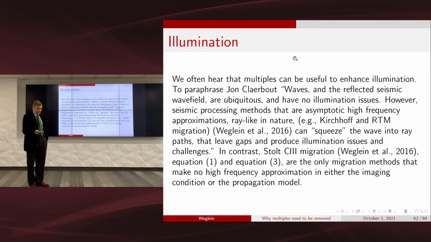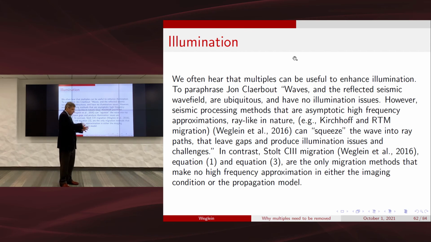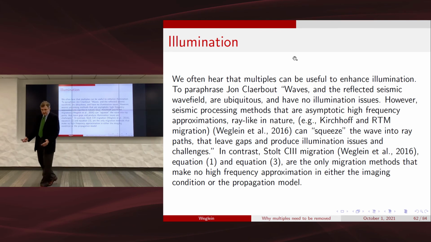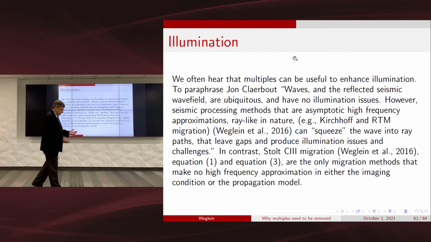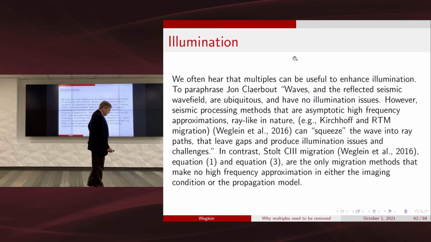Why? Because if they have a high frequency component, they have ray theory concepts in them. And rays take waves and squeeze them into rays. So a response is, if you're doing RTM and you have illumination issues with primaries, consider Claerbout 3 with the extension for heterogeneous media, because there's no high frequency approximation in Claerbout 3, the imaging condition, or how we've extended it in the propagation model. So you have not, in your processing method, in your imaging, introduced a channeling of this wave, which leads to illumination issues.